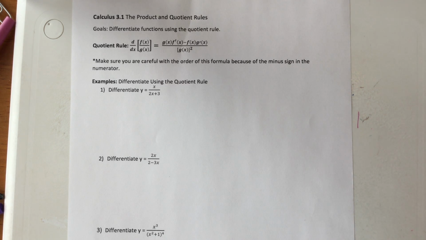Today in calculus, we are going to continue in section 3.1. The first part, we looked at something called the product rule. How do you find the derivative if you are multiplying two functions together? Well, what happens if you're taking two functions and you're dividing them? When that happens, we have to use something called the quotient rule, and that's what we will look at today.